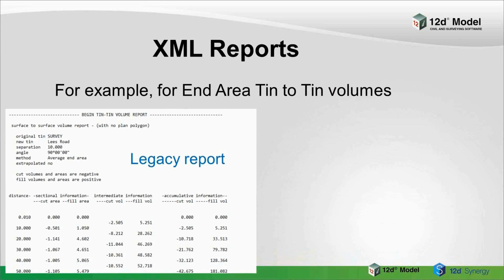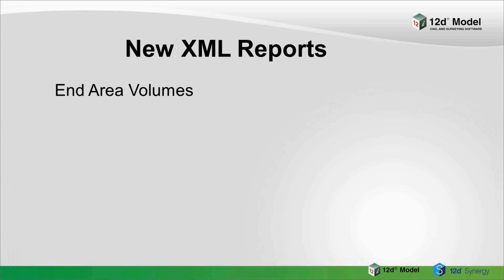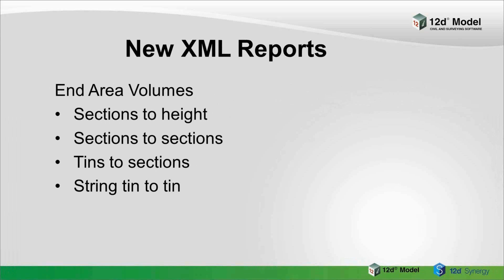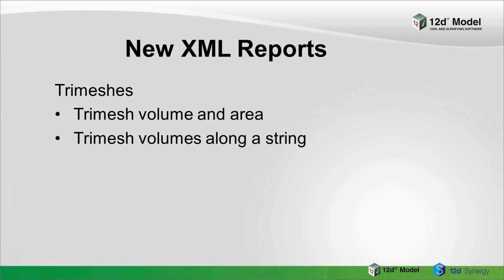So for an example here, there was a legacy report, but just running it again with the XML, it comes out like that. And so you can then vary the one on the right however you like and produce PDFs or whatever you want. The places we've got new XML reports, we've gone through most or all of the end area volumes. They've all got XML reports. The exact volumes, the same thing. We've tried to go do all of those.